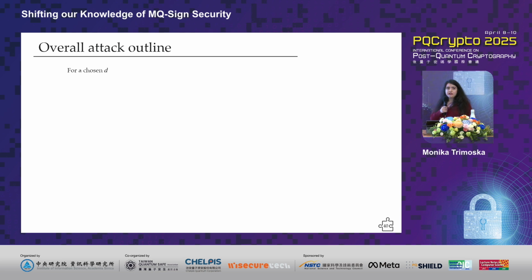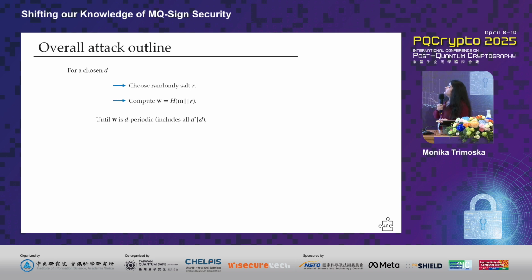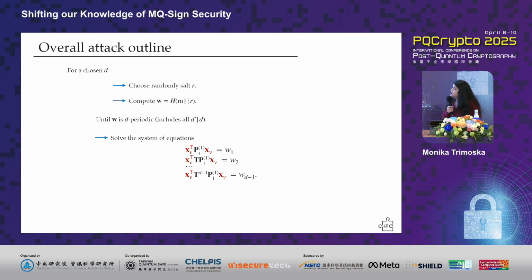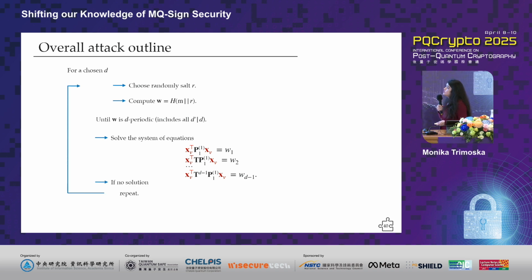So for a chosen D, you choose D as far as you can go in terms of computational complexity. And then for that chosen D, you need to choose randomly the salt until you find a D periodic target, or a smaller one, right? That would be even better. Once you find such a weak target, then you can solve the system of equations. If the system has no solution, then this is the bad news. You have to do this whole thing again until you find another weak target, because this one didn't have a solution. But if you find a solution, then you're done, and you've managed to forge a signature.